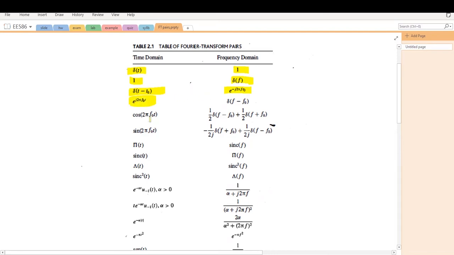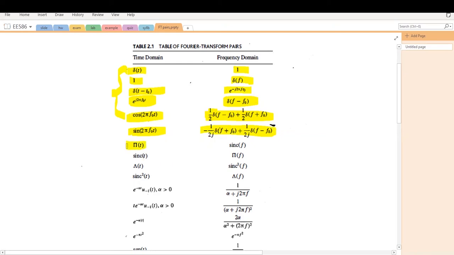And if we have a complex exponential e to the power j 2 pi f naught t, we only have one frequency in the frequency domain, that's delta f minus f naught. And for cosine 2 pi f naught t, that's two deltas in the magnitude, half and half. And we talked about all of this in previous videos. We just reviewed that. And sine 2 pi f naught t, that's using Euler's formulas.